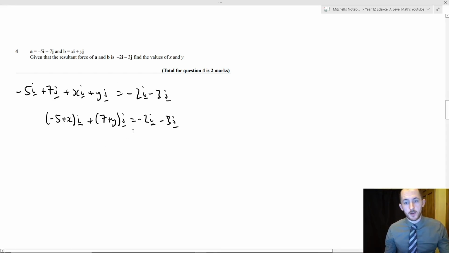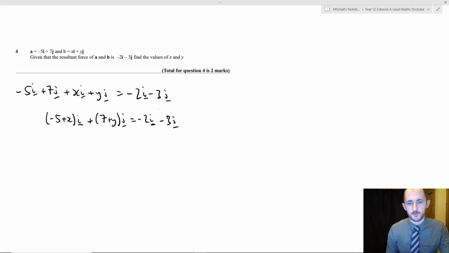So if you haven't come across this trick before, the i and j components are completely independent of one another, right? So the number in front of i here should equal the number in front of i here, and the number in front of j here should equal the number in front of j here. So this is called comparing coefficients. So if we compare i, we have minus 5 plus x equals minus 2. Add 5 to both sides, we get x is equal to 3.